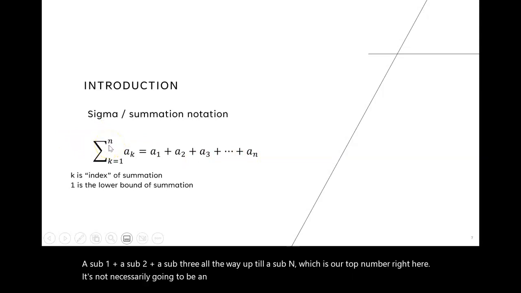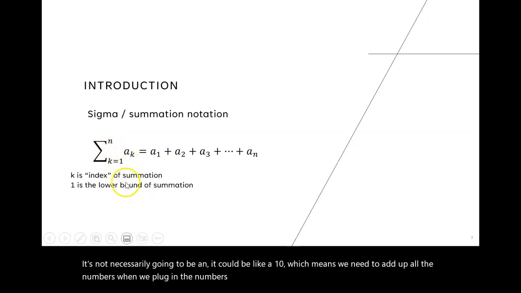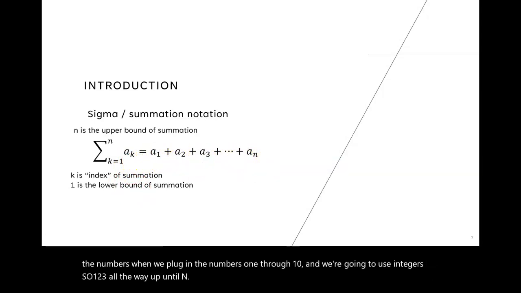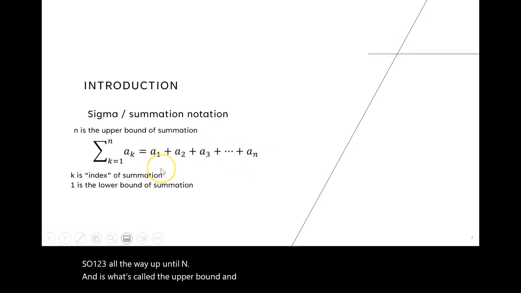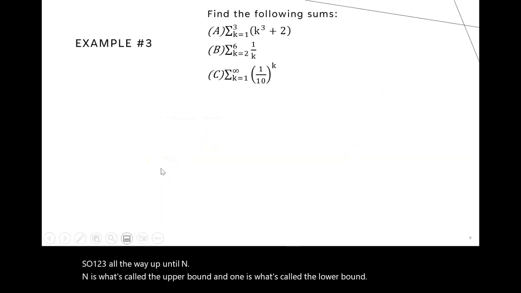It could be like a 10, which means we need to add up all the numbers when we plug in the numbers 1 through 10. And we're going to use integers, so 1, 2, 3, all the way up until n. N is what's called the upper bound, and 1 is what's called the lower bound. So let's see an example here.